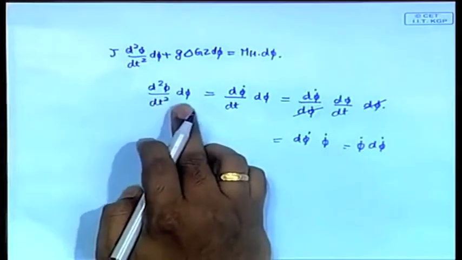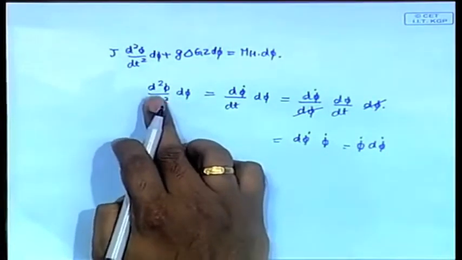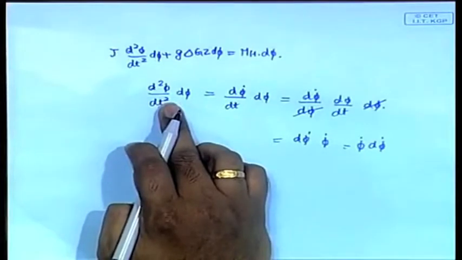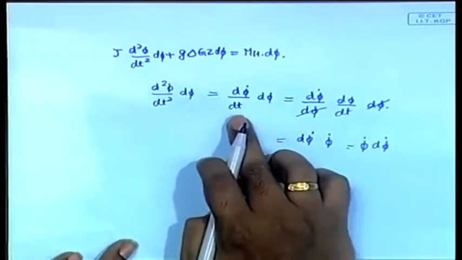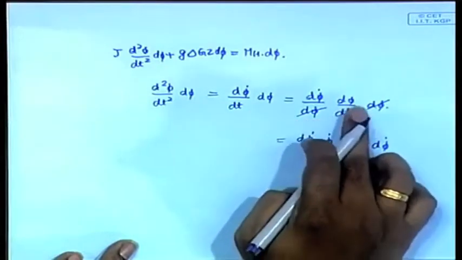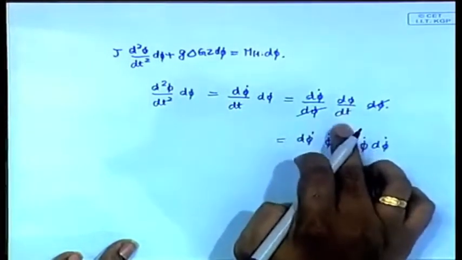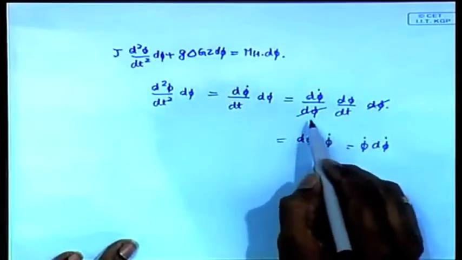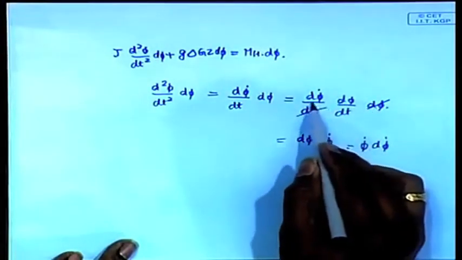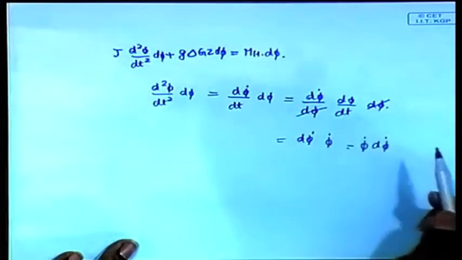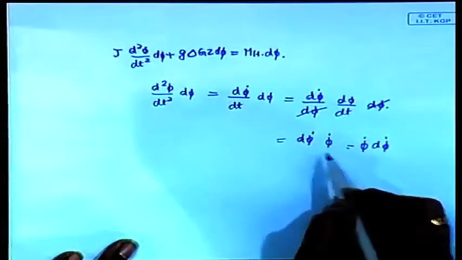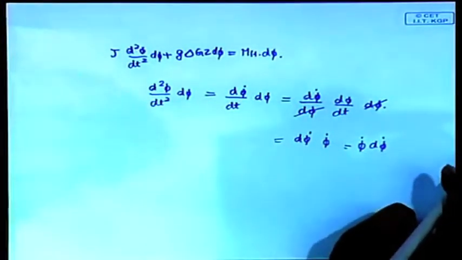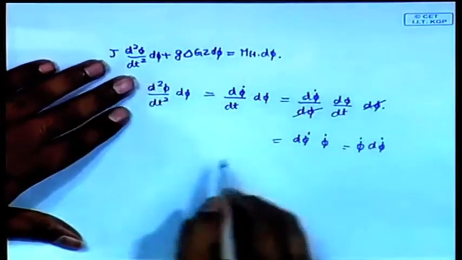You have d squared phi by dt squared d phi. Now, this is d by dt of d phi by dt. Now, d phi by dt I write as phi dot, which is again d phi by dt only. So, d phi dot by dt into d phi. Now, here I just divide by d phi and multiply by d phi. So, this becomes d phi dot by d phi into d phi by dt into d phi. Now, d phi is cancelled. Therefore, d phi by dt is phi dot. That is the definition of phi dot. We are defining it like that. So, phi dot into d phi dot. This we are slightly rewriting as this.